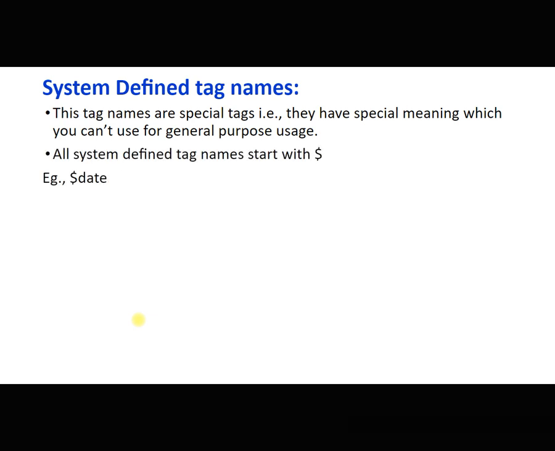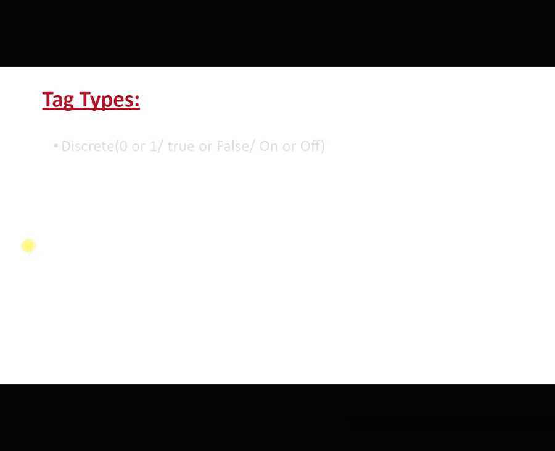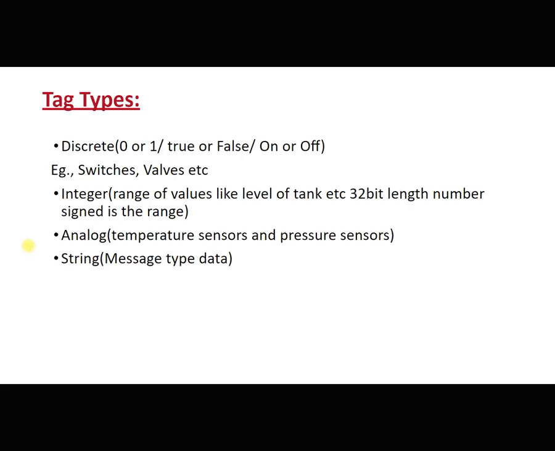System defined tag names are special tags that have a special meaning, which you can't use for general purposes. They always start with a dollar symbol, like $Day, $Year, $Time. Next, again user defined tags. There are different types of tags, as I told you. Discrete: a switch comes under discrete. I can't say a switch is 50%, 30%, or 100 liters. I need to express a switch always as on or off, 0 or 1, or high or low. That is what discrete is.